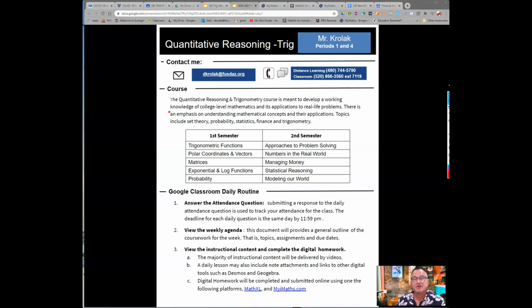So most of you have heard the term trigonometry. Some of you were in my trigonometry course last year, so I feel like you're fairly familiar with that topic. Quantitative reasoning, on the other hand, is something that might be new to you.